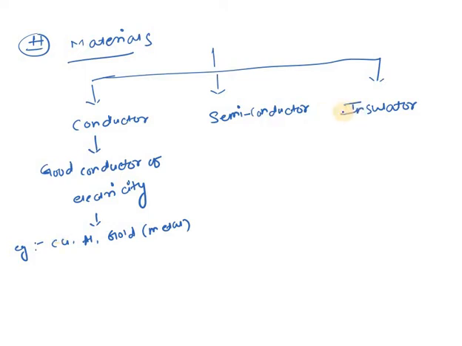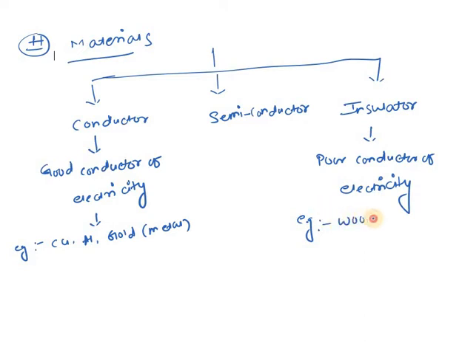Now, when I come to the next point, discussing insulators, the definition is exactly reverse: a very poor conductor of electricity is called an insulator. As far as the examples are considered, we have examples used in day-to-day activities. It may be wood, a bad conductor of electricity, we all know. Similarly, we have carbon, or we can write it down as diamond also. These are a few examples of insulators.